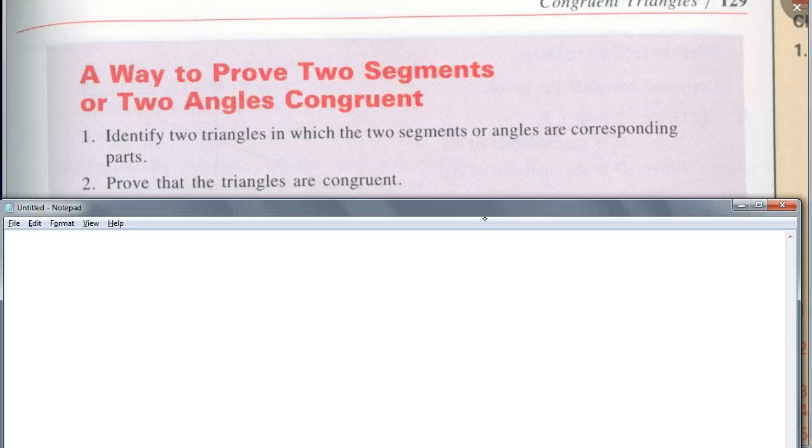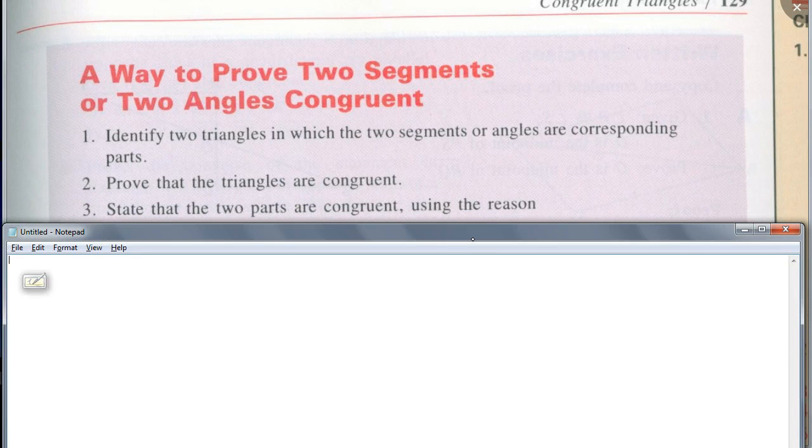Look at what we're trying to do. A way to prove two segments or two angles are congruent. How do we do this? Andrew? You have to say that the parts, those two parts that you stated, are congruent, using the reason. Kevin? The corresponding parts of congruent triangles are congruent. Exactly.